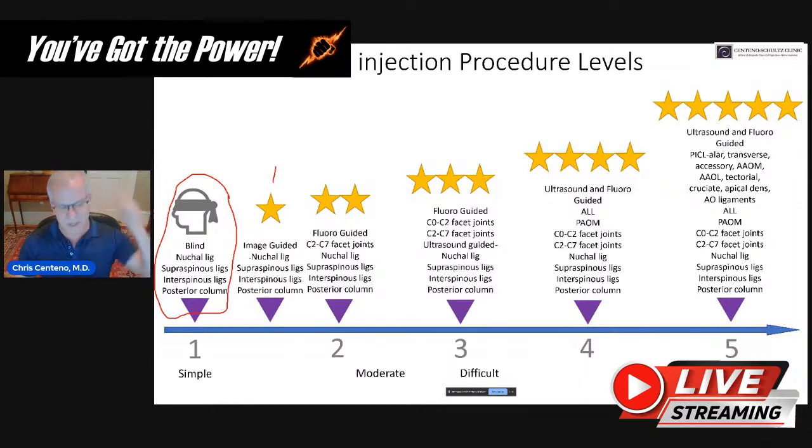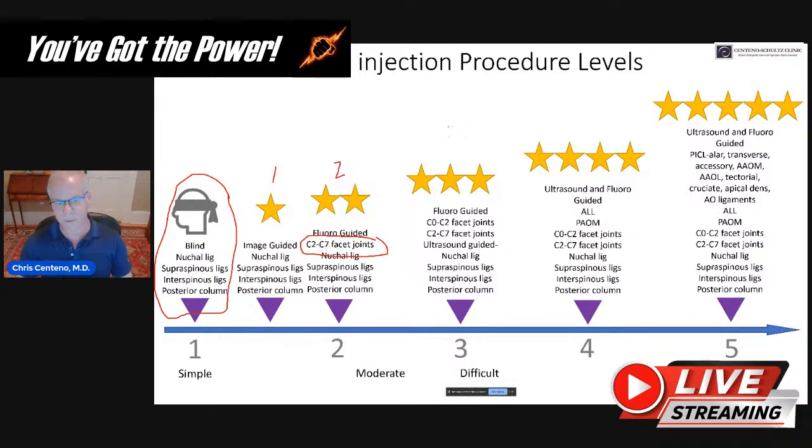So that's just going to be simple posterior ligaments and then putting the needle on the posterior column. You're not trying to inject any of the facet joints. You're just trying to inject in that general vicinity of where the facet joints live. Then we've got a level 2 procedure where you can add in now very specific injection of those facet joints that are confirmed via fluoroscopy with contrast.